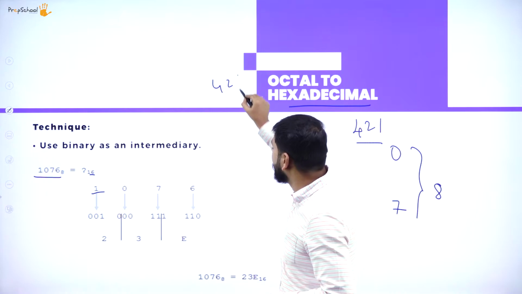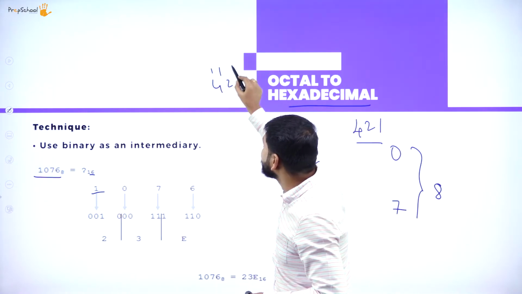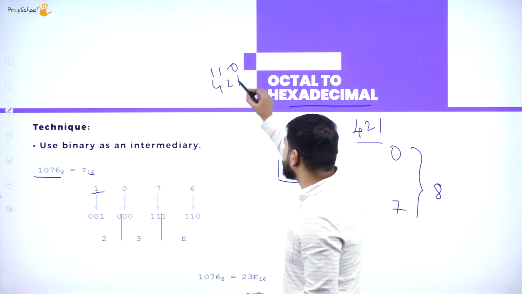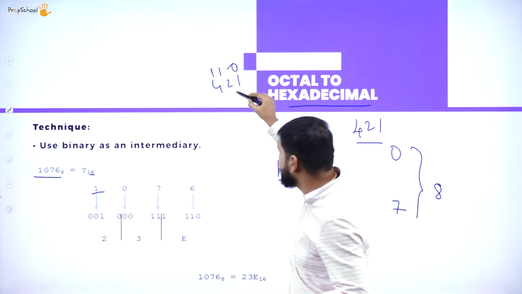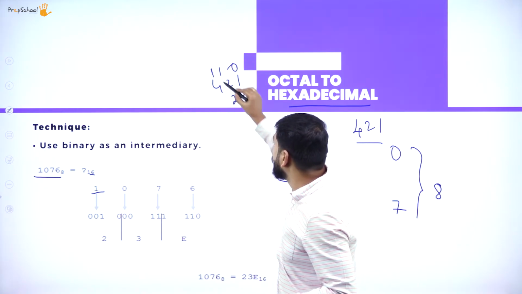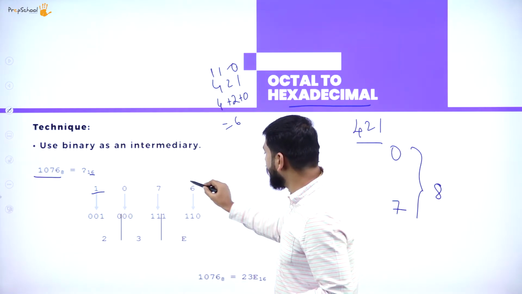So 421. What is the number that I have? 6. To get 6, I will make this as 1, 1 and this is 0. How is it, sir? Please listen to me. 0 into 1, so it is 0. Add. 1 into 2, so it is 2. 1 into 4 is 4. So 4 plus 2 is 6. Do I get 6?